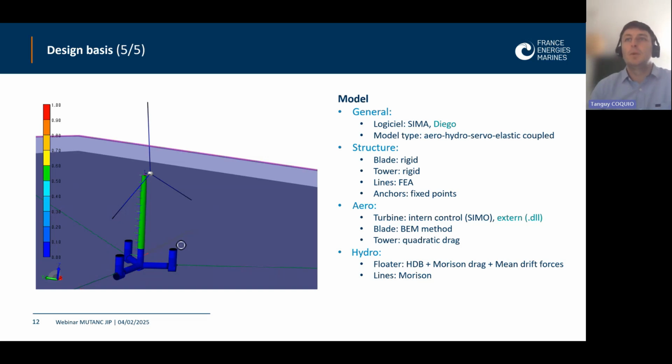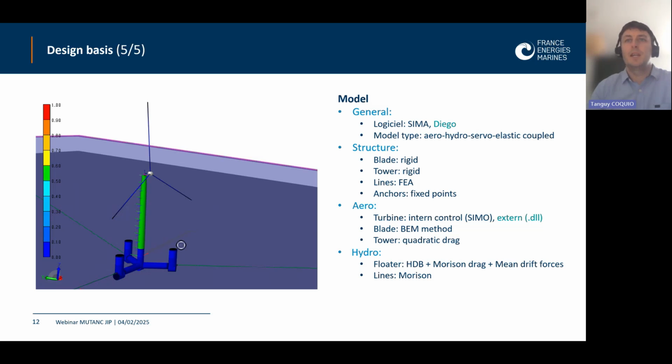So in CIMA, we represented aero-hydro servo elastic coupled models. Strong hypotheses are made with the blade and the tower, which are supposed rigid, so no stiffness is included in these two parts. The mooring lines are structurally represented with finite element analysis, and the anchors are considered as fixed points in this part of the work.